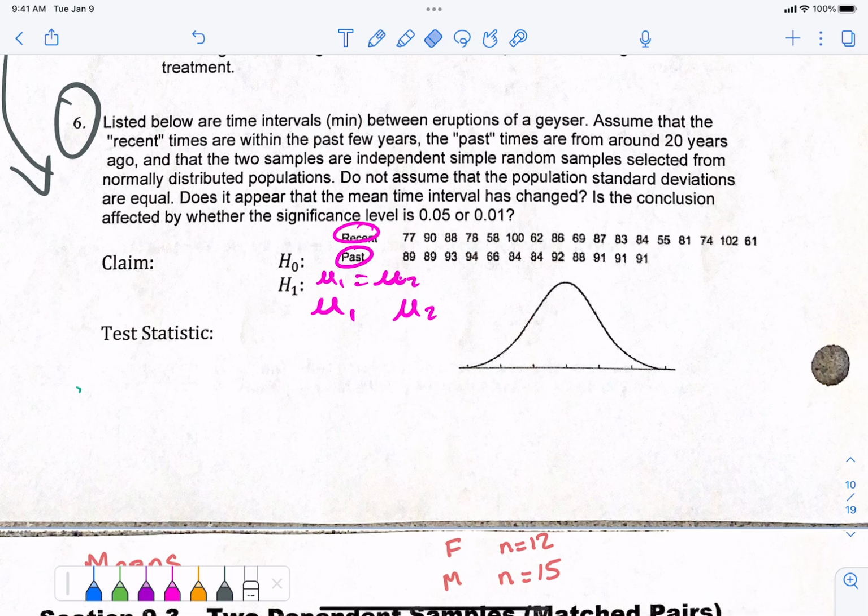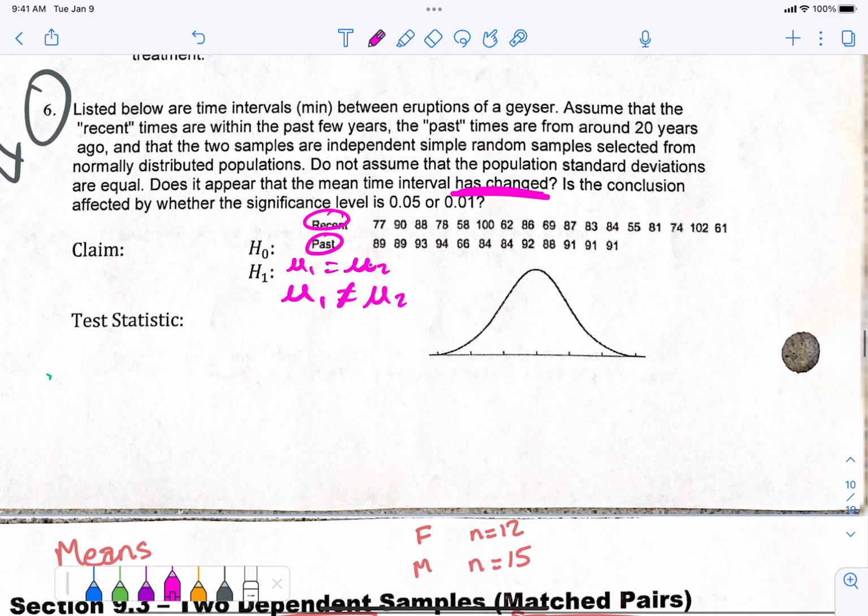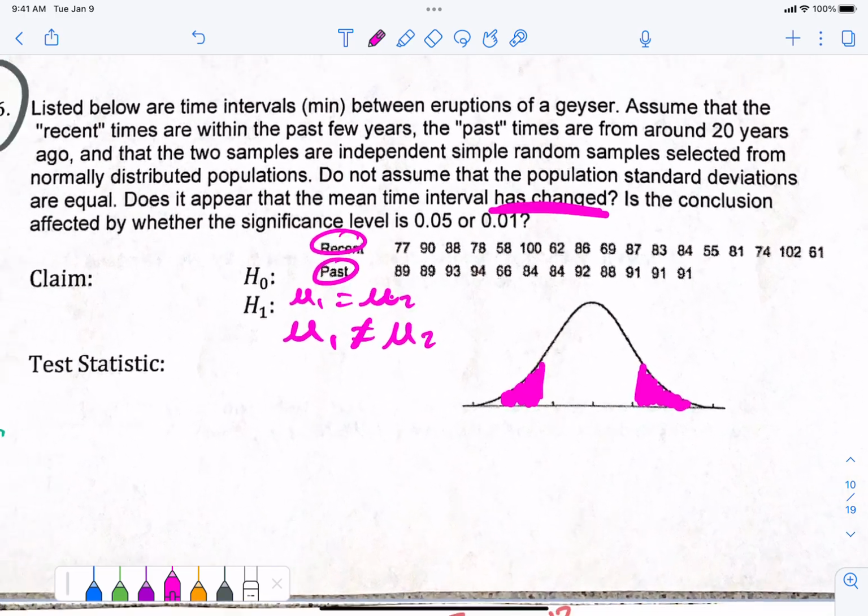It doesn't have the words test. Do not assume that the population standard deviations are equal. Does it appear that the mean time interval has changed? No. So it doesn't say whether it's greater than or equal to, it's just saying, has it changed at all? We have no idea whether that's bigger than or smaller than. So that one is not equal to. So we've got two tails there. Okay? Which one's a claim? Not equal to?